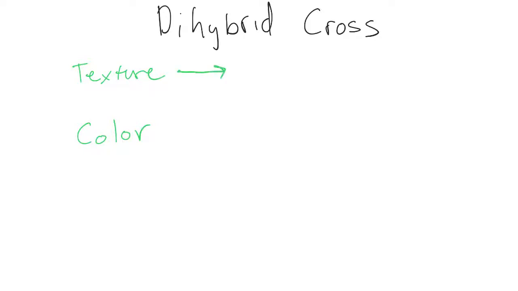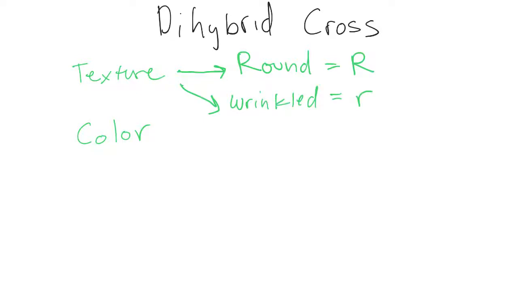So the two options for texture were round, which is dominant, and we're going to call that a capital R, and wrinkled, which we're going to give the allele the little r. And then for color, there were two options, yellow, which is capital Y, and green, which was lowercase y.